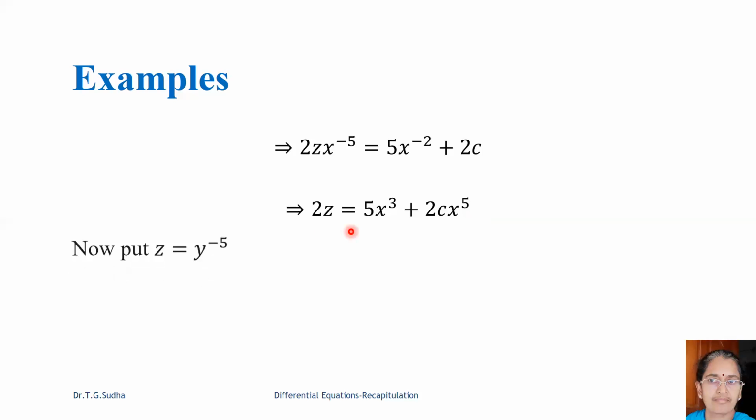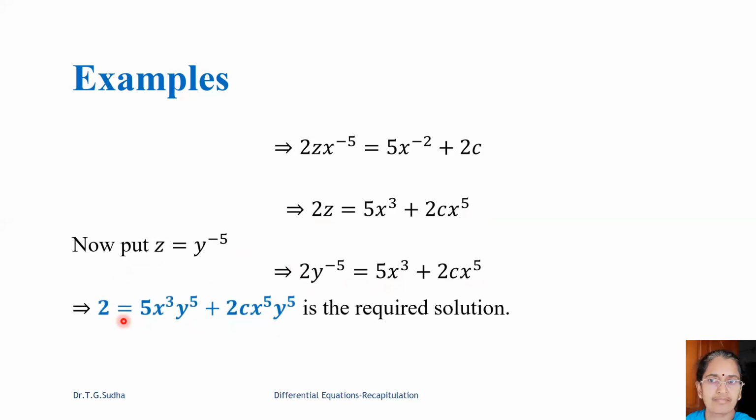Now we need to substitute for z. z was nothing but y to the power of minus 5. So on substituting z is equal to y to the power of minus 5, we get 2 into y to the power of minus 5 equal to 5x cubed plus 2c x to the power of 5. Now let us bring this y to the power of minus 5 also to the right hand side. So we get 2 is equal to 5x cubed y power 5 plus 2c x power 5 y power 5. And this is the required solution to the given differential equation, which was a Bernoulli's equation.